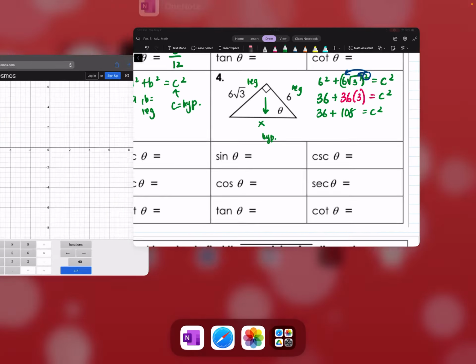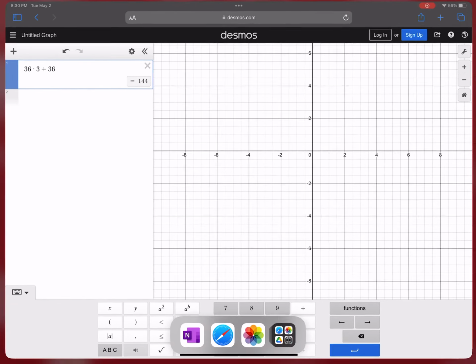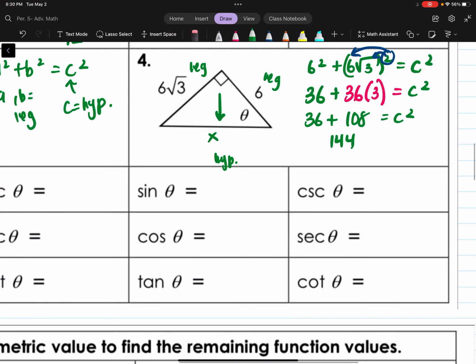Let's take 108 and let's add 36 to it. Gives me 144. Last step to get c by itself, square root both sides, and you get c is equal to 12. So my missing side here is 12. Now that I know all my three sides, I can create my trig ratios.